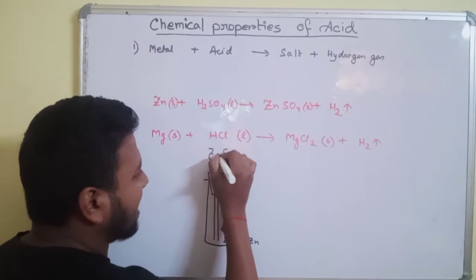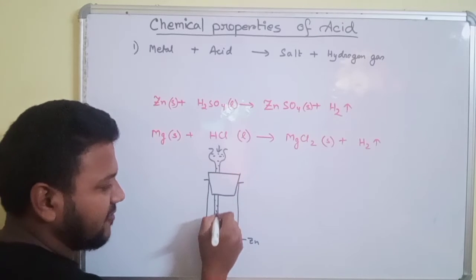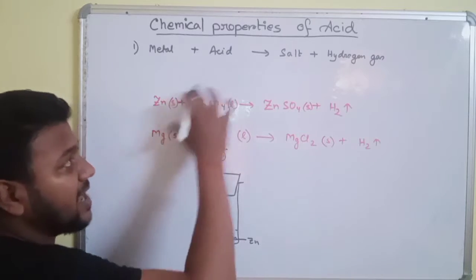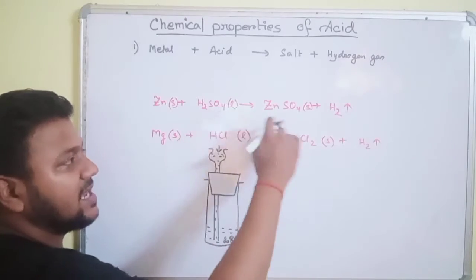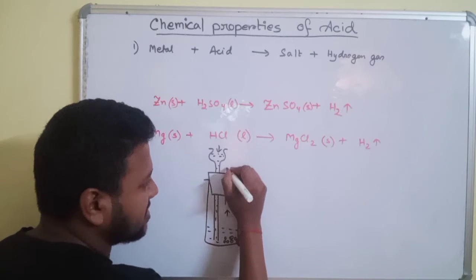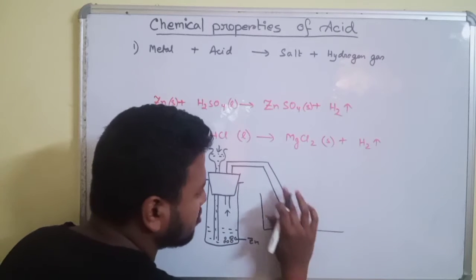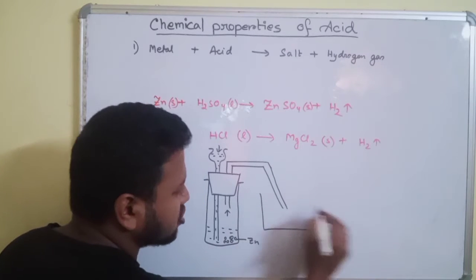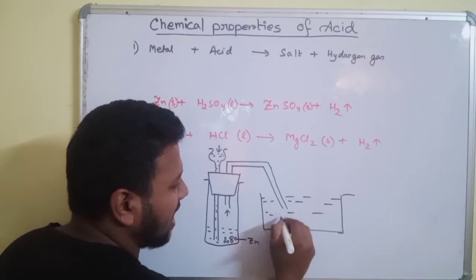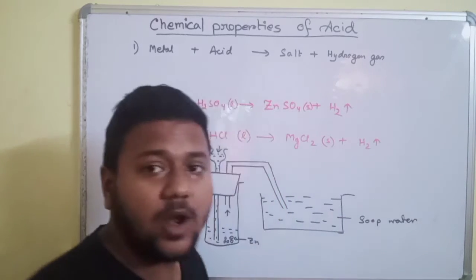When the acid is poured into this thistle funnel, it comes in contact with the zinc. When the chemical reaction of a metal and acid occurs, it leads to the liberation of hydrogen gas. The gas that is liberated passes through this delivery tube and is passed into a beaker that contains soap water. So in this beaker we are taking soap water.